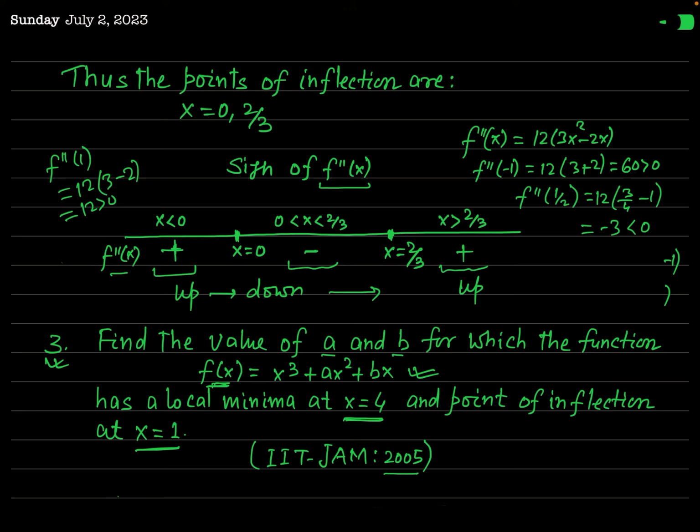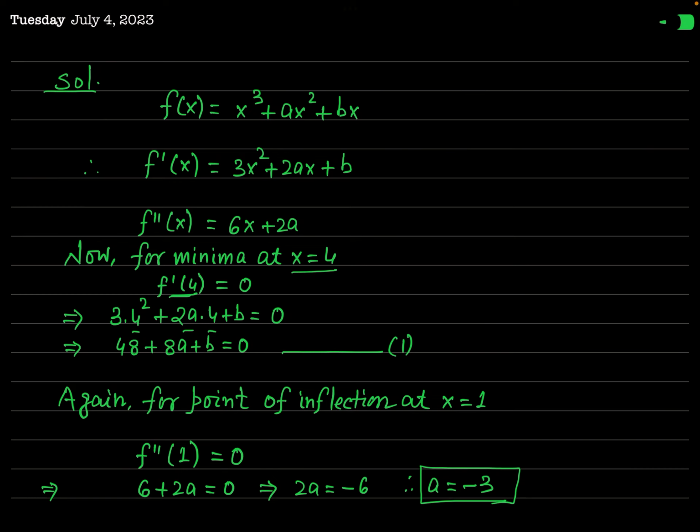These are the two conditions given in this problem, and then you have to obtain the values of a and b. So we will simply apply the condition of minima and the condition of inflection, and then you will see how easily we can obtain the values of a and b. So let us see. This is your function f(x) equal to x cube plus a x square plus b x. As you know, to apply the condition of minima, we must know the first order derivative, and to apply the condition of inflection point, you must know the second order derivative.